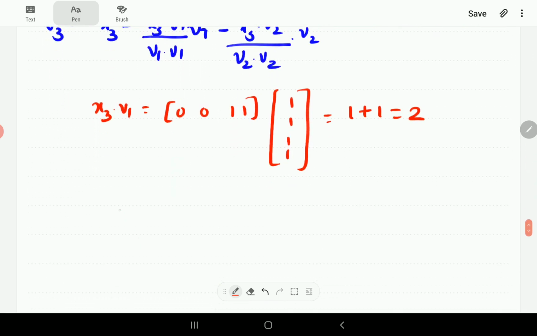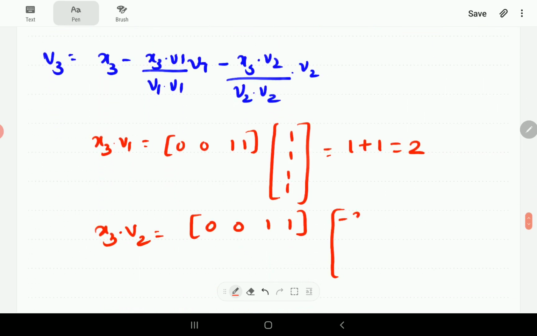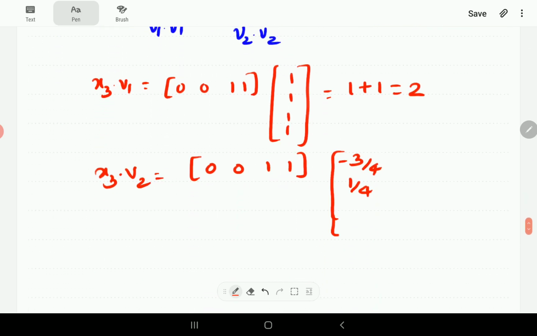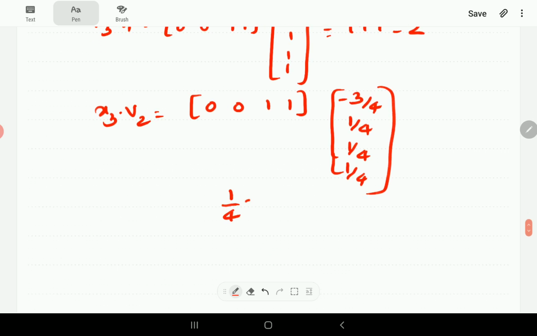Now we want x3 dot v2. x3 dot v2 is (0, 0, 1, 1) dot our v2, which we got as (negative 3 by 4, 1 by 4, 1 by 4, 1 by 4). So this is simply 1 by 4 plus 1 by 4, because the remaining terms are 0.